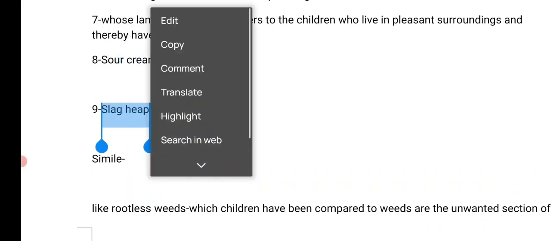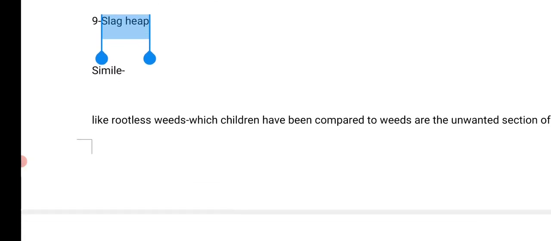And then we have slag heap. This is an example of symbolism, and this is also an example of metaphor. Slag heap means, children, even garbage has some value. So when you remove this value from the garbage, what we are left with is slag heap. So these children are like slag heap, right? They're compared to slag heap. They don't have any value. You cannot even compare them to garbage, because even garbage has some value, but these children are so unwanted.